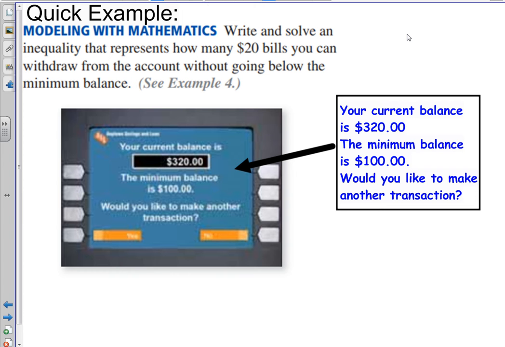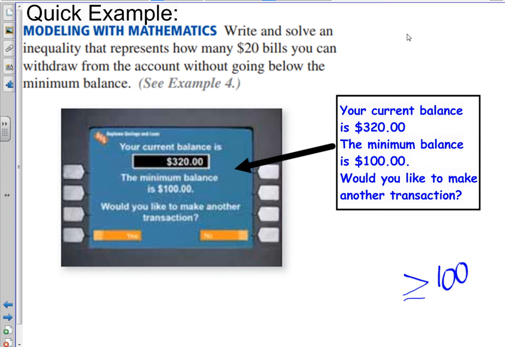So let's talk about what we need to have more than. What do we have to have more than in the account? Okay, so how would you write that? Greater than $100 or less than 100? Greater than 100? Okay, so we want to have greater than or equal to $100. Does that make sense? Okay, so now let's talk about what that means with all this other stuff.